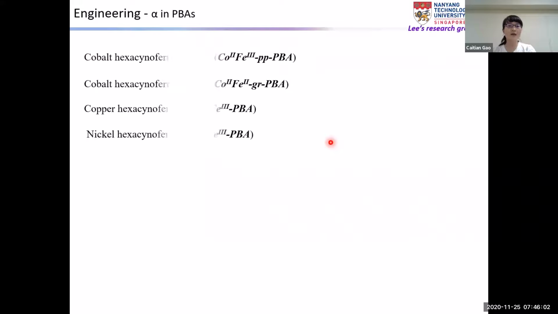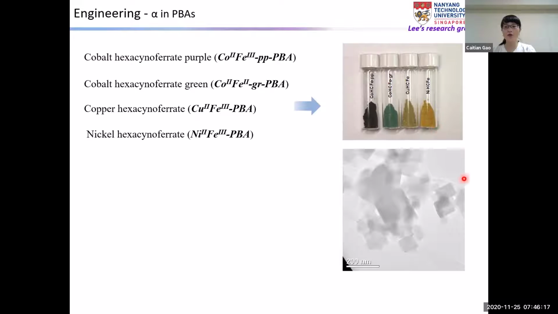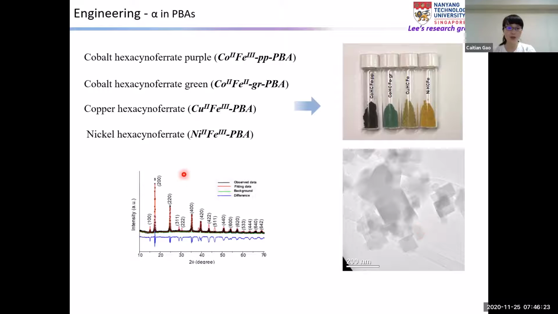So I synthesized different PBA materials here, like cobalt copper PBA, cobalt green PBA, copper PBA and nickel PBA. We can see these materials have distinct colors. And from the TEM analysis, we can see these materials all have a cubic structure. From XRD analysis, the material has high crystallinity and belongs to the cubic structure.